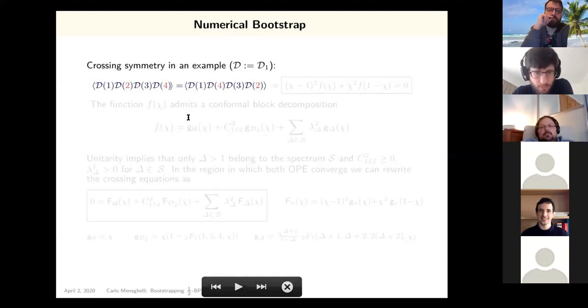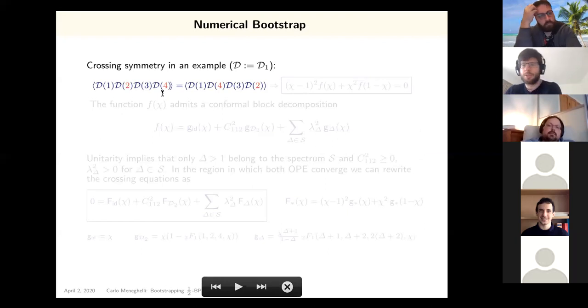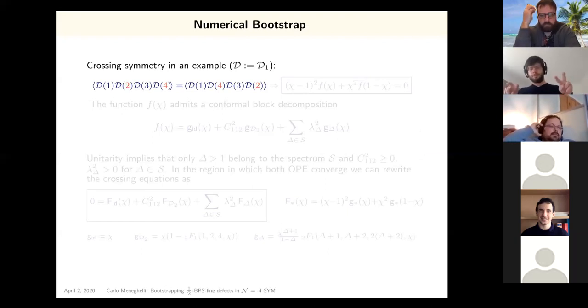So in this example, crossing symmetry tells us that these two functions are the same. We can exchange points 2 and 4. Crossing symmetry on the line works a bit differently because operators are naturally ordered. But here we are doing something legal. We are just looking at the line. If you have a line like that and you look at the line from the other side, one ordering is mapped to the other ordering.